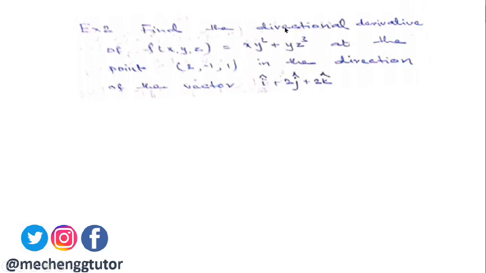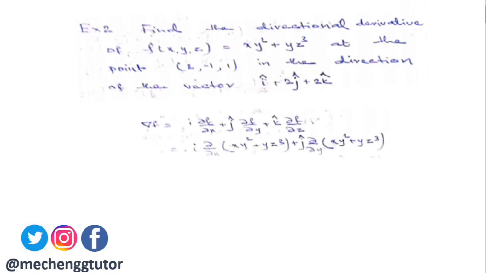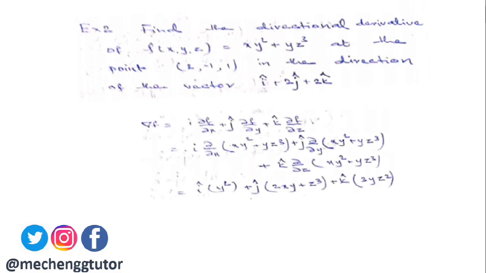So a surface is given, already it is denoted by f. A particular point is given where you have to find the directional derivative, and in what direction you have to find, that is given by a vector. So first step, formula you have to write. Del f is what? i into dou f by dou x plus j into dou f by dou y plus k into dou f by dou z.